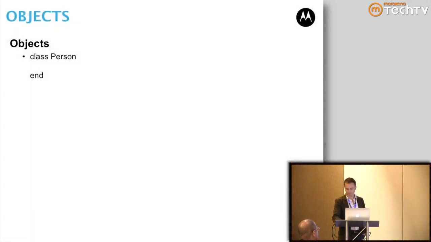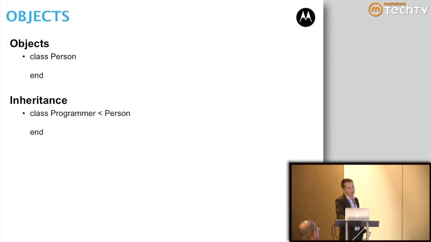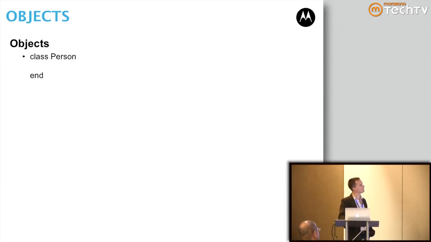Objects in Ruby. We have a very simple class person, which gives us a person class. And we also have inheritance using the less than operator. So here, programmer inherits from a person. Everything inherits from object implicitly by default. So I didn't have to say person inherits from object, but it does by default.